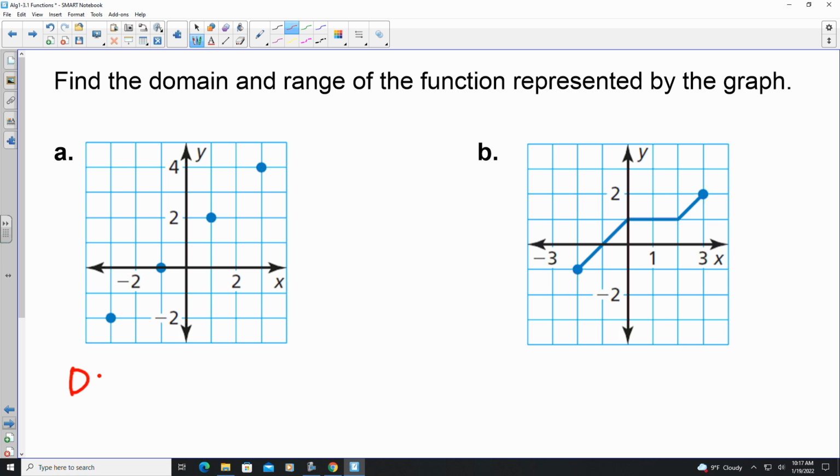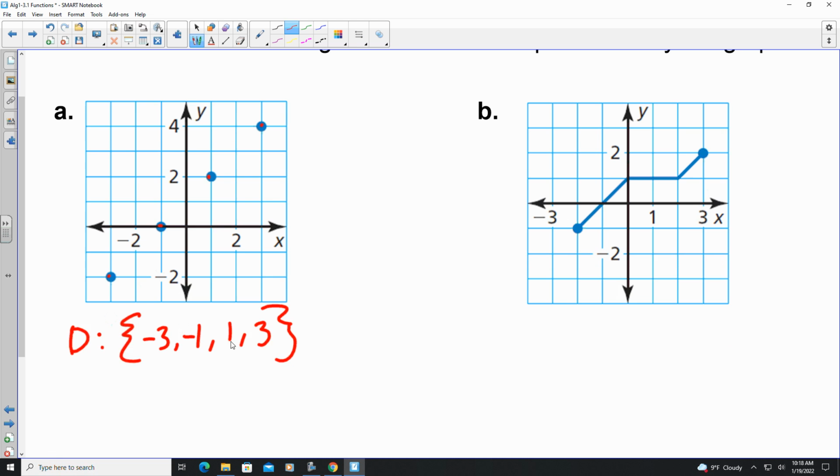So the domain is going to be the x values of those points. For this one, it's -3. The next point right here is -2. The next point here is -1. The next point here is 1. And the last point here is 3. So those are, in this particular instance, the x values. And because they are points, we have to make that list.